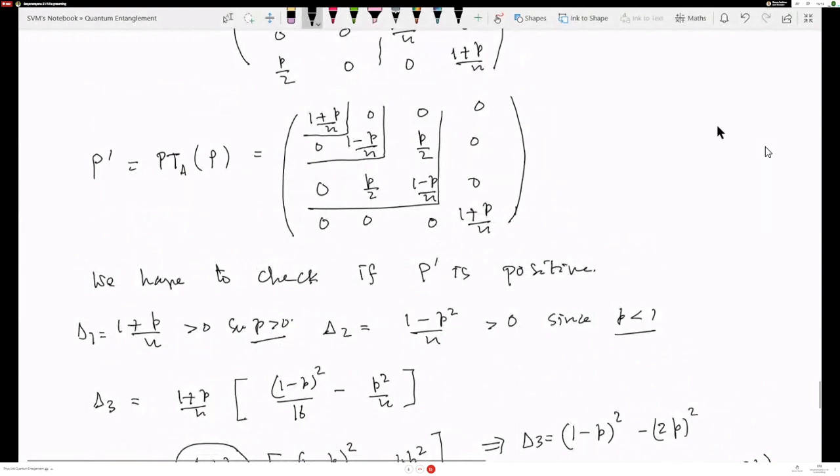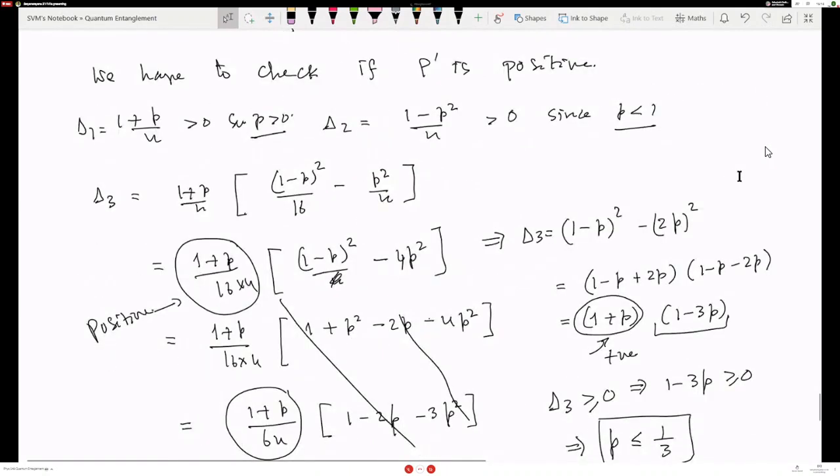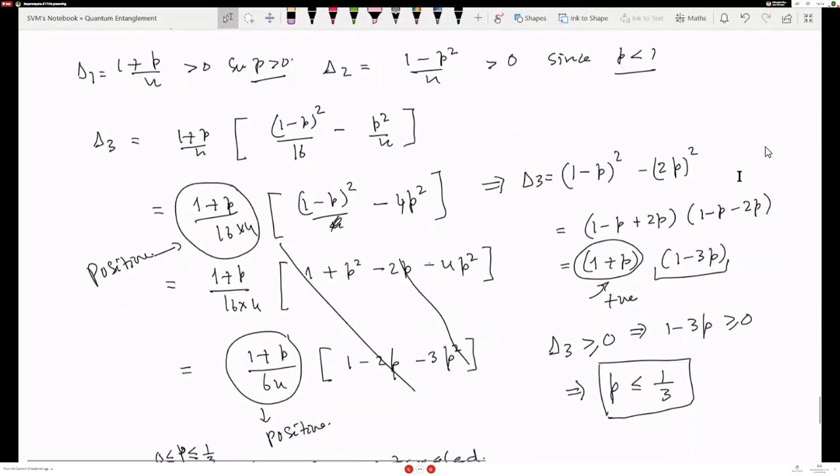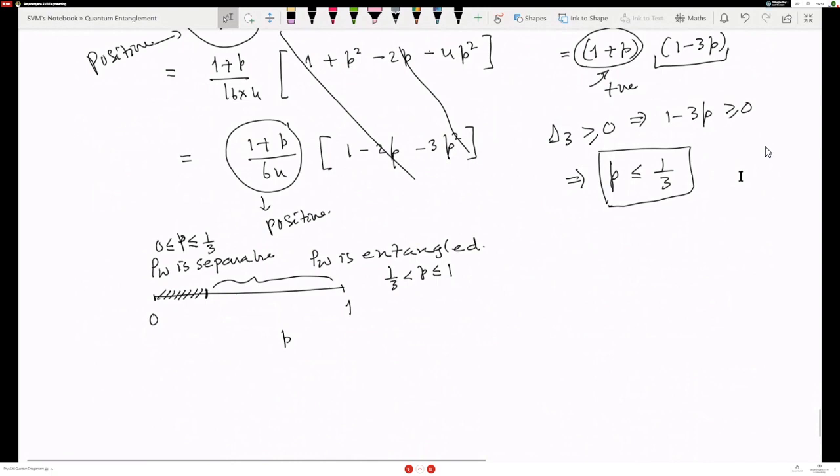See, what I'm saying is the determinant of the whole matrix, the determinant of rho prime, is basically 1 plus p by 4 into delta 3. So this is positive, delta 3 is positive because 1 plus p by 4 is positive. So it's not going to change the result. So p less than or equal to 1 by 3 is the condition for the separability.